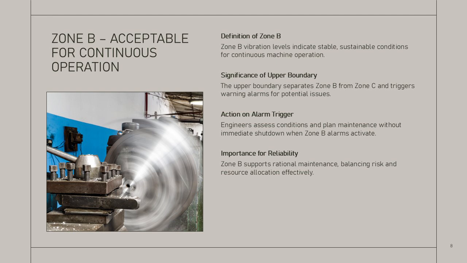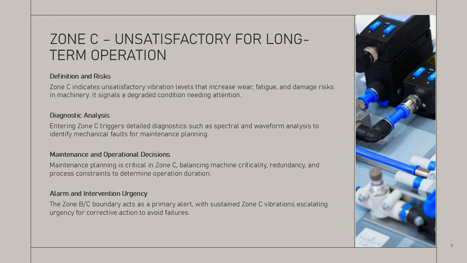Zone C represents vibration levels that are considered unsatisfactory for continuous, long-term operation according to ISO standards. Machines operating in this zone are experiencing elevated dynamic forces that increase the risk of accelerated wear, fatigue cracking, and secondary damage to bearings, seals, and foundations. From an engineering perspective, Zone C indicates a degraded condition that should not be ignored. While immediate shutdown may not always be necessary, continued operation without corrective action is likely to result in reduced reliability and increased maintenance costs.